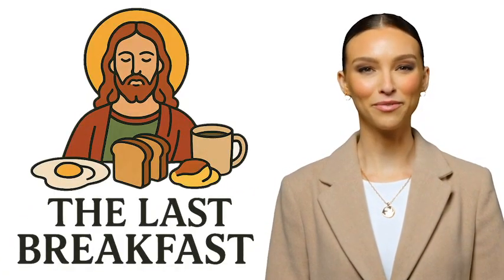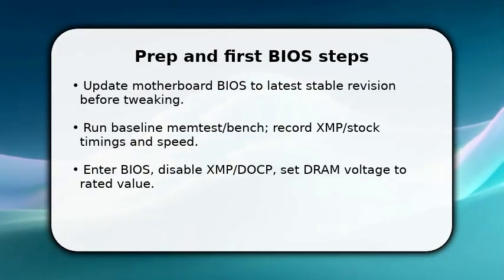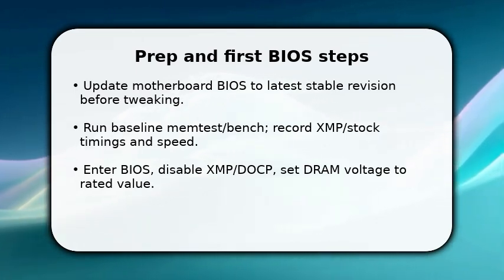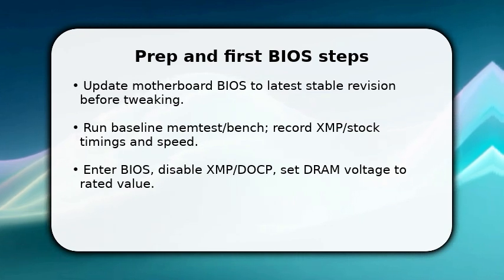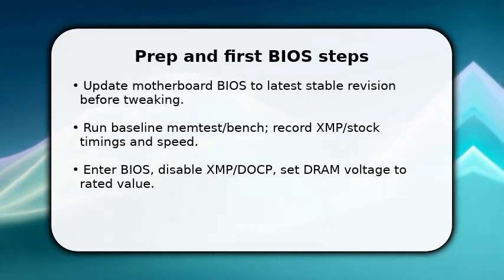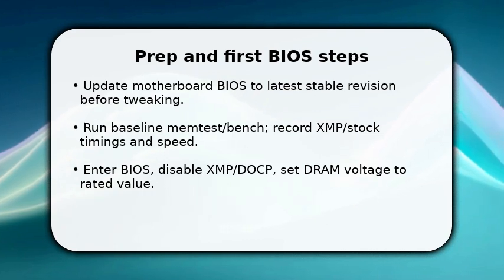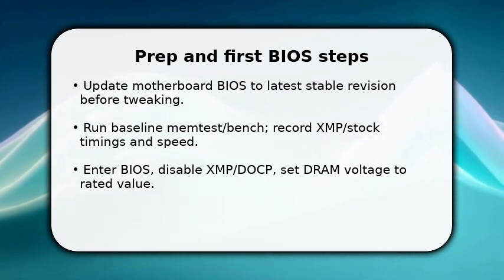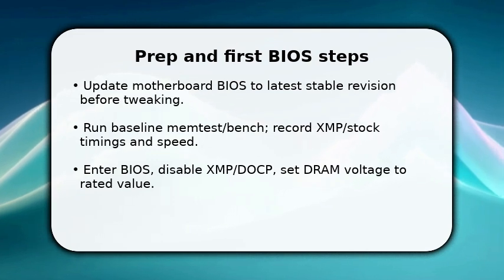Please enjoy the video. You start by preparing. Update your motherboard BIOS and run a quick memtest to capture baseline stability and stock timings. Once done, reboot into BIOS and disable XMP or DOCP so changes are manual. Make sure DRAM voltage matches the module's rated value.